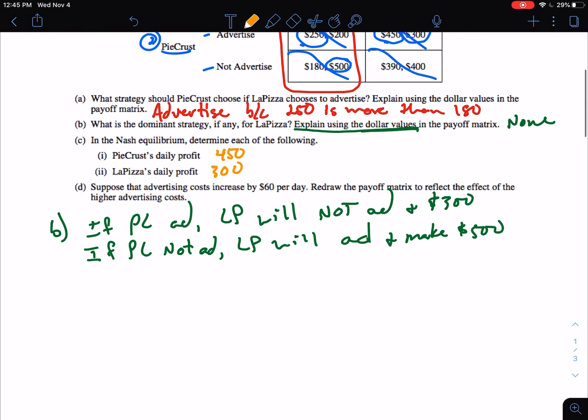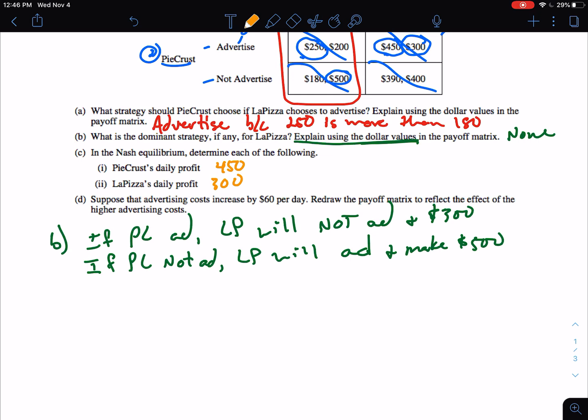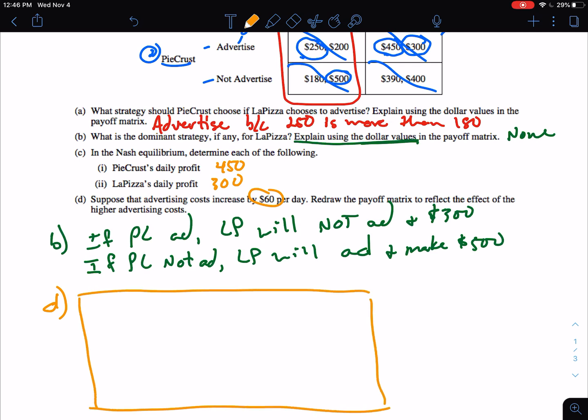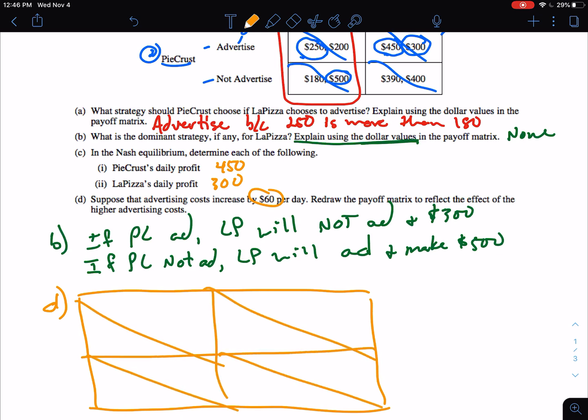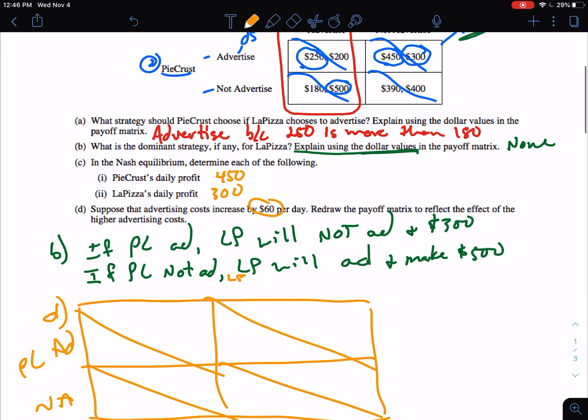I haven't specifically asked you to do this before yet, but for D, basically they're asking you to redraw the payoff matrix. So suppose that advertising costs go up by $60 a day. So whenever you advertise, you're going to have to change the amount of profit by negative 60, because that's extra cost that's going to be incurred by advertising. So we're going to do the same thing. We're just going to make a whole new payoff matrix and label it the same way. I'm obviously using some shorthand there.